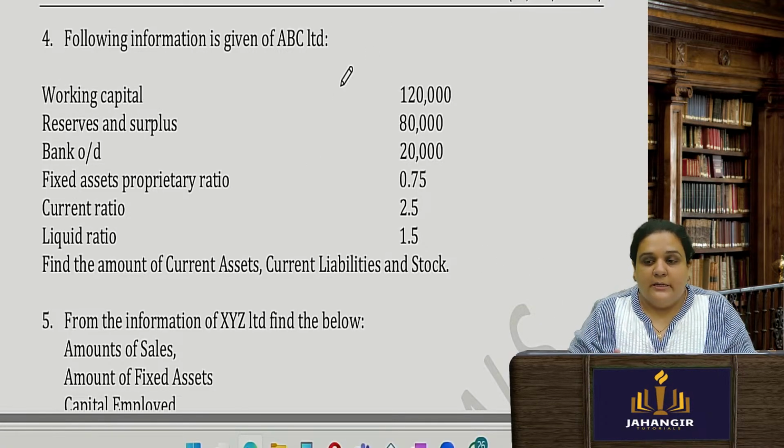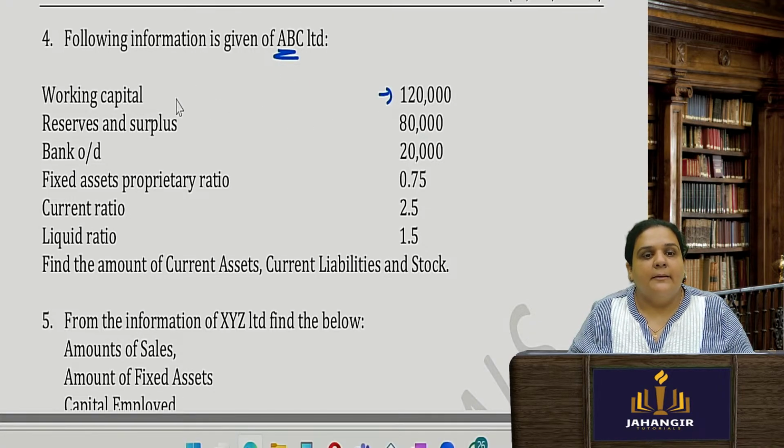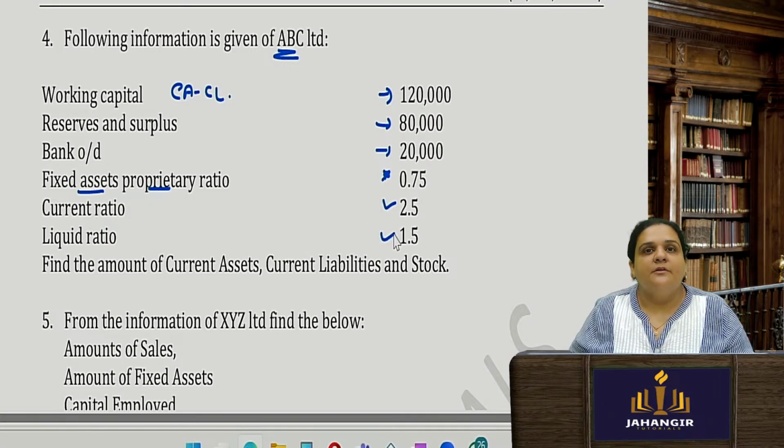I will not waste much time. We have a lot of questions to be solved. Question number 4. From the given information of ABC, they have told me working capital 1,20,000. Working capital means what? Current assets minus current liabilities. Reserves and surplus is 80,000. Bank OD is 20,000. Fixed assets to proprietary ratio is 0.75. Current ratio 2.5. Liquid ratio. Now they have given me the ratios. So what do they want from me? They want the assets, liabilities and stock.